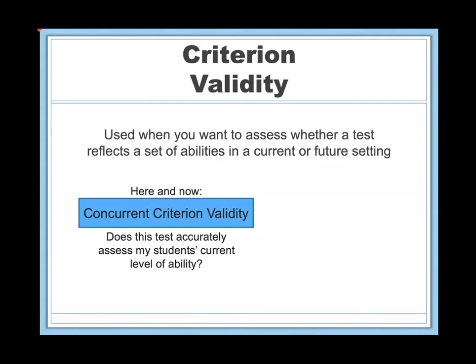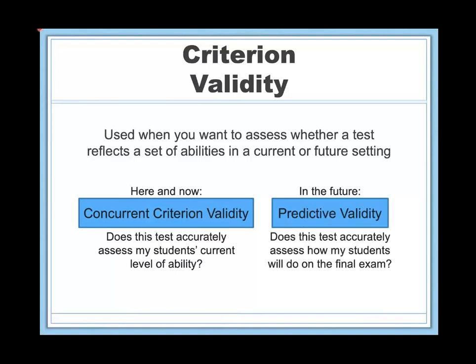So whenever you're given a final exam or a midterm in a class, it's all about concurrent criterion validity. This is what your professors are interested in. If you understand 95% of what we've learned, do you get a 95% on the exam? We would hope that you do, and that would be a good example of solid concurrent criterion validity. A different form of criterion validity, however, is more interested in predicting things about the future. This is called predictive validity.